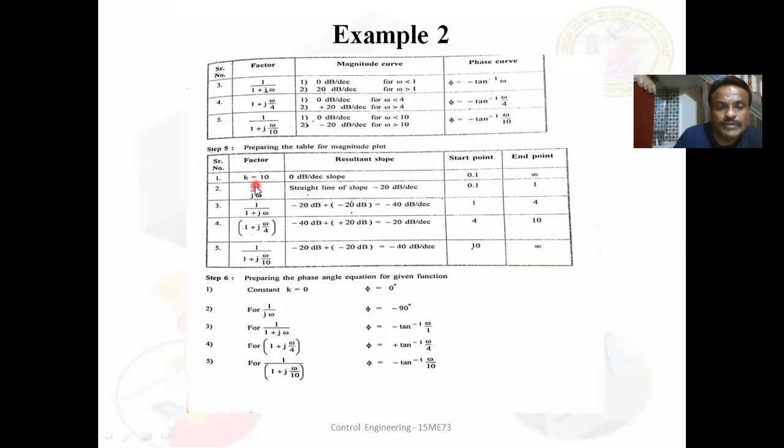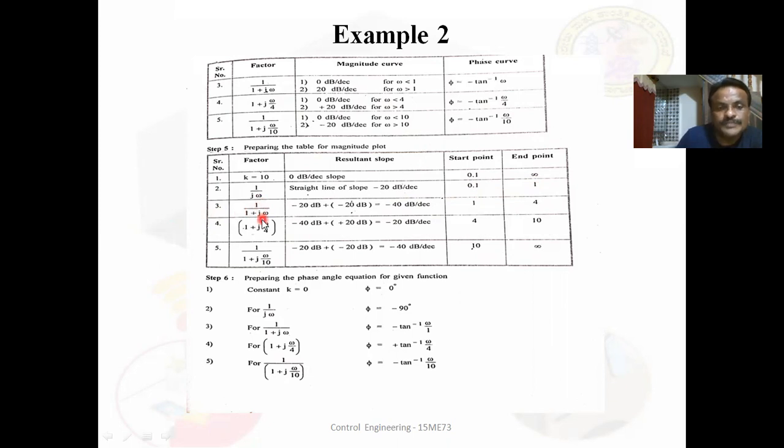Then you take the simple one pole at origin. It is a straight line of slope minus 20 dB per decade. Then the start point is 0.1, so the end point is the next corner frequency. The next corner frequency is 1 radian per second.